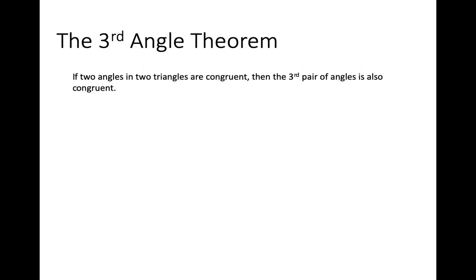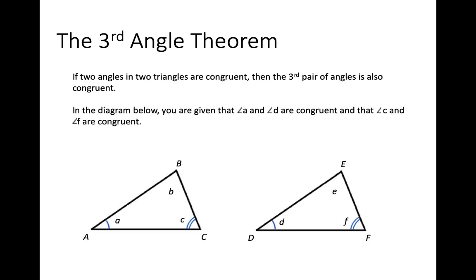The next item is the third angle theorem. If two angles in two triangles are congruent, then the third pair of angles is also congruent. In the diagram below, you're given that angle A and angle D in the respective triangles are congruent, and angle C and angle F are also congruent. When we have a single line for an angle, we're saying that any angles with that single line are congruent, and when you have a double line, you're being told that any angles with a double line like this in blue are also congruent. They're not the same as the single line angles, but they are equal to each other.